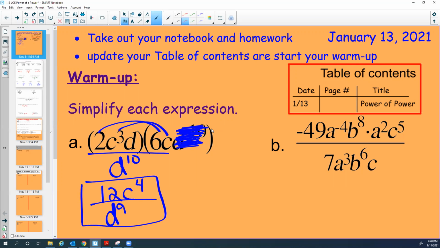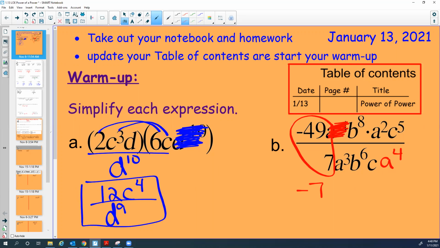All right. For B, same idea. I'm going to first deal with any negative exponents I have, which is a to the negative 4. Looks like that's it. So I'm just going to go ahead and move that right down here. I'm going to scratch this out here so I can't see it no more. And then we're going to go ahead and start simplifying, starting with my coefficients. So I got negative 49 and 7. Negative 49 divided by 7 is negative 7.